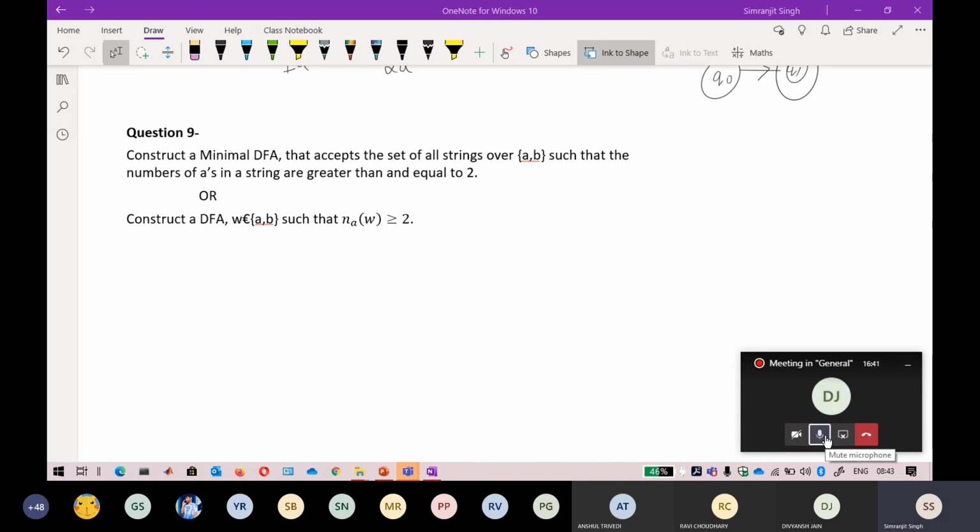Okay, Sparsh, in your automata, if you pass the string BA, this string contains only one A, so it should not be in the language, but your automata is accepting it. So that is why you have to put a self loop of B in the starting state. Okay.